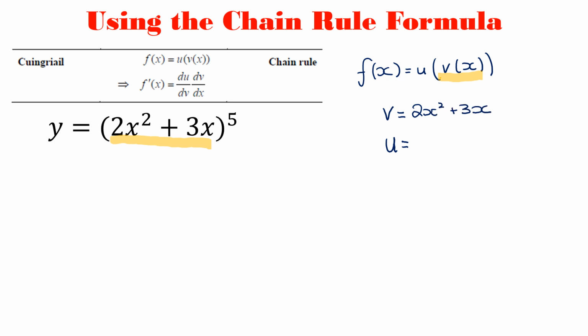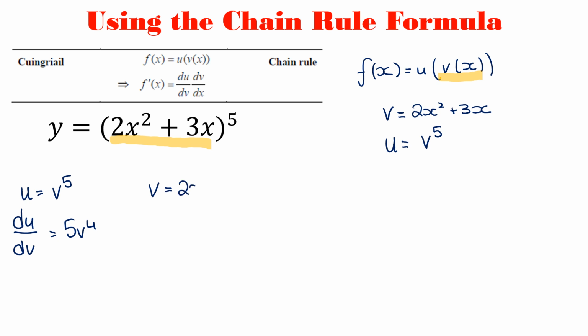Now, our u has to be defined in terms of v. What that means is the whole function, so think of u as the full thing, is going to be v to the power of 5. So rather than writing (2x squared plus 3x) all to the power of 5, we're defining u in terms of v. The reason for that is if you look at the formula for the derivative, we have du/dv, which asks us to differentiate u with respect to v. So u is equal to v to the power of 5, so du/dv is equal to 5v to the power of 4.